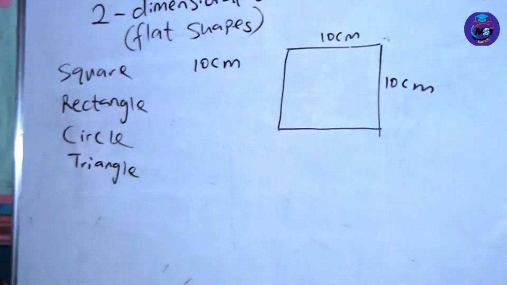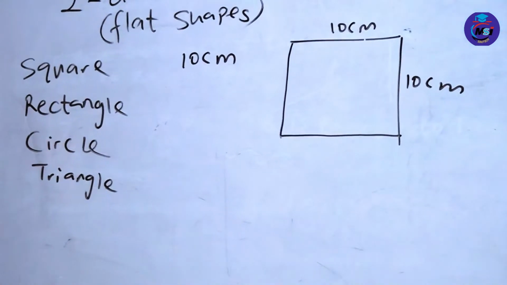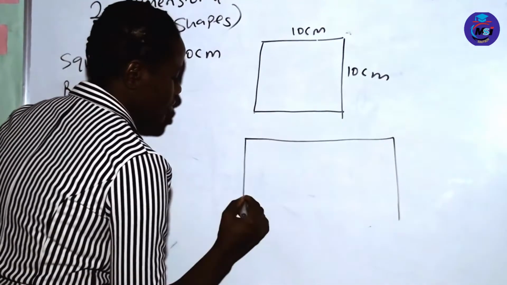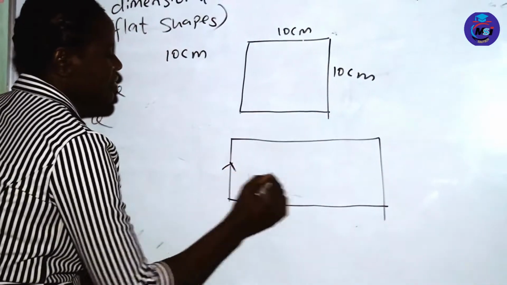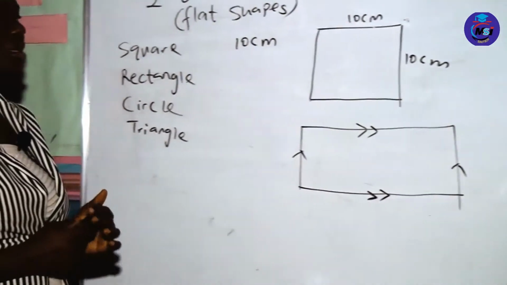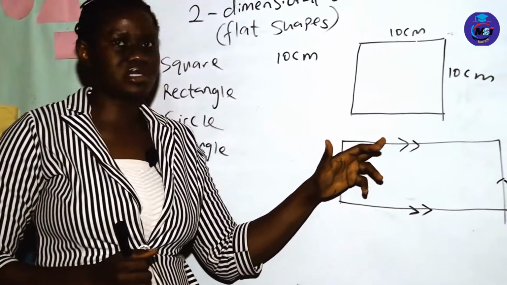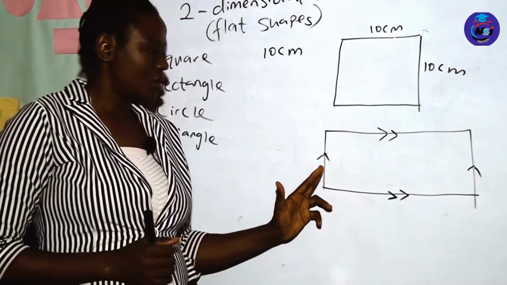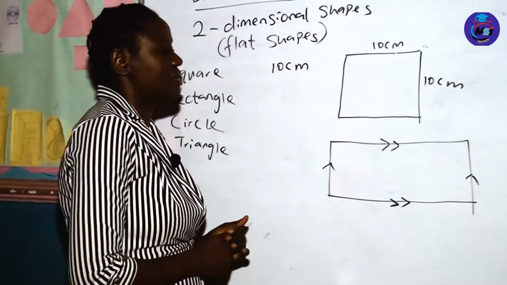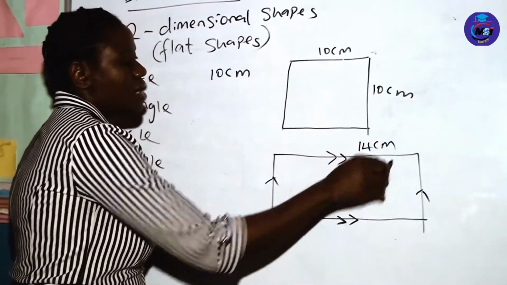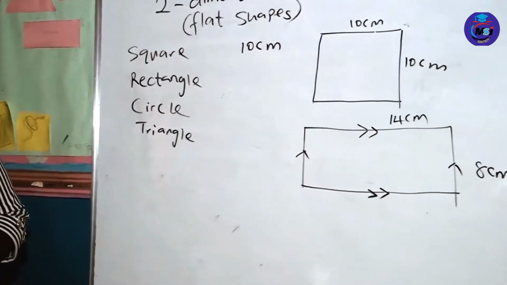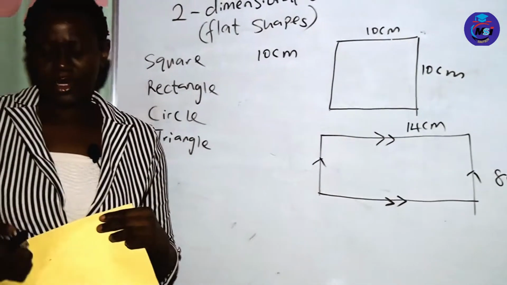For a rectangle, opposite sides are equal. This side is equal to this side, and this side is equal to this side. So whatever measurement you take here, you also take the same measurement here. Let's take, for instance, a rectangle of, say, 14 centimeter, and here, say, 8 centimeter. I take my cardboard paper. Please ensure you try this at home.